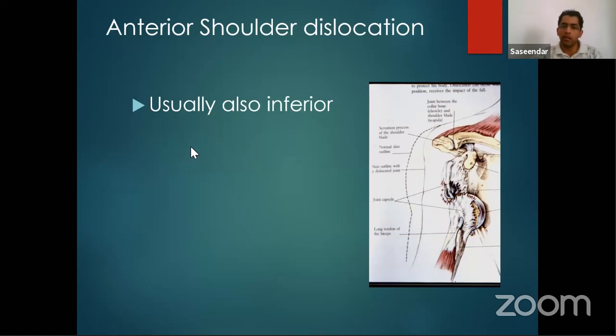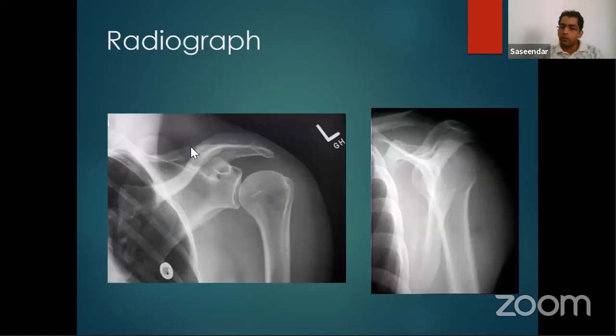Anteroinferior dislocation. What do you do? You have to take X-rays. You have to take at least two X-rays because you want to see in both the planes. The equivalent of a lateral X-ray for the shoulder is the scapula Y view or the axillary view. Scapula Y view is a better X-ray for humeral head dislocation.